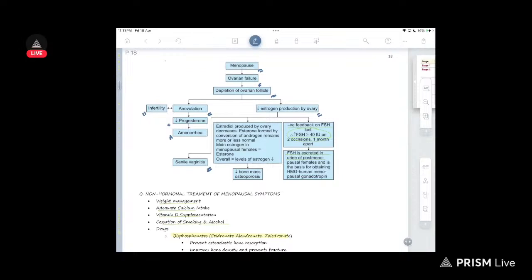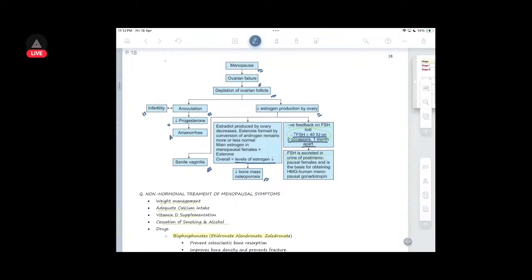Okay, estradiol production decreases, estrogen formation by conversion of androgen remains more or less normal. Main estrogen is estrone. Overall level of estrogen will decrease. So there is decreased bone mass and osteoporosis. Then negative feedback on FSH is lost. Therefore, there is an increase in FSH, more than 40 international units on 2 occasions 1 month apart.